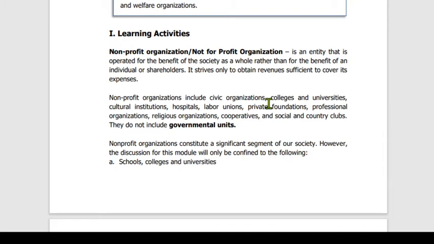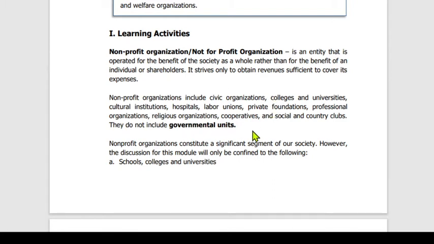The nonprofit organizations include civic organizations, colleges and universities, cultural institutions, hospitals, labor unions, private foundations, professional organizations, religious organizations, cooperatives, and social and country clubs. They do not include governmental units. As the word implies, nonprofit organizations are organizations that exist for a specific advocacy, for a specific purpose, and not for profit. So we account for the revenues covering its expenses.